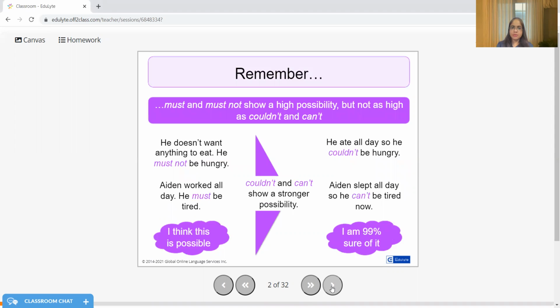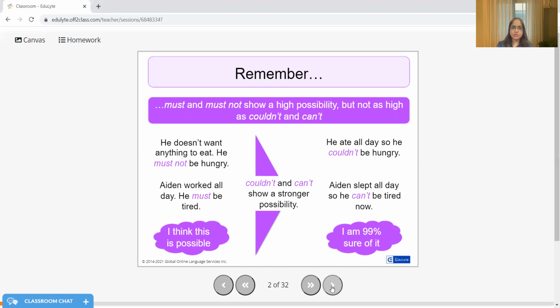Must and must not show a high possibility of some situation, of some action, but it is not as high as that depicted by could not and cannot. With must not, we are just adding not, making the sentence show that this must not happen, but the usage will remain the same. So let's explore more sentences for your better understanding.